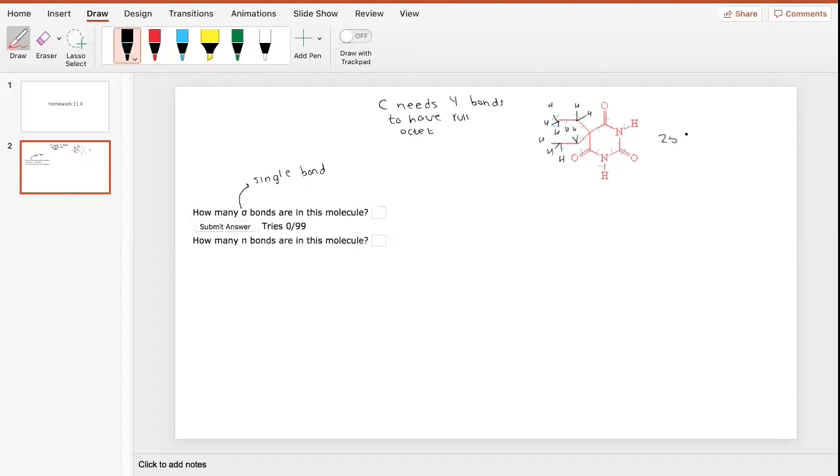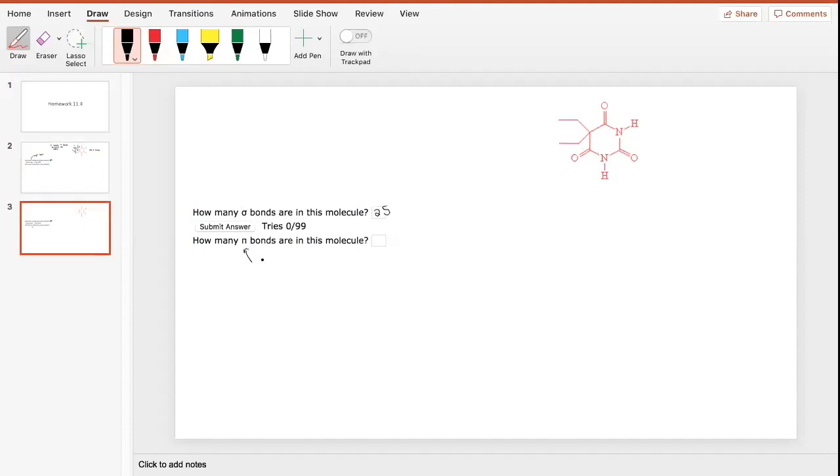And that would be 25 sigma bonds. Moving on to pi bonds, which can refer to double or triple bonds. Luckily for us, those are already drawn into organic structures, so we can just go ahead and count every double bond. So that's 3 pi bonds in this molecule.